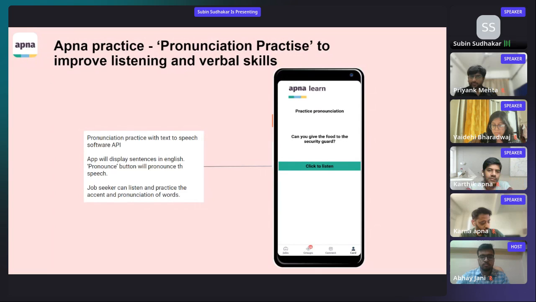The next is the pronunciation practice. So here the app can integrate the Google text-to-speech, where pronunciation of the sentences which are usually found in the application of a delivery app, etc., or what a customer usually says, can be there, so that the candidate can listen, and this will improve his listening skills, and at the same time he can also repeat some of the sentences he wants to speak, so as to know what kind of accent he needs to pronounce it in.